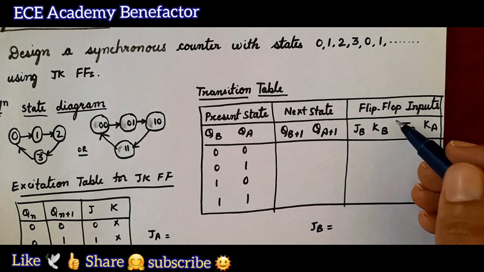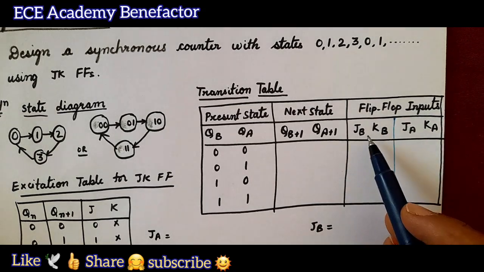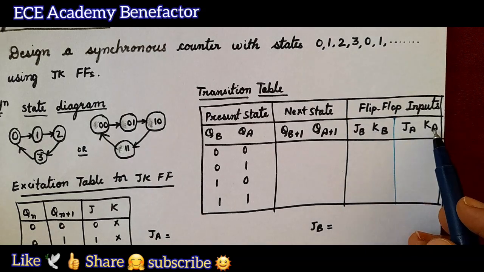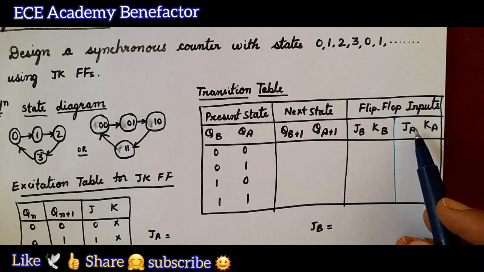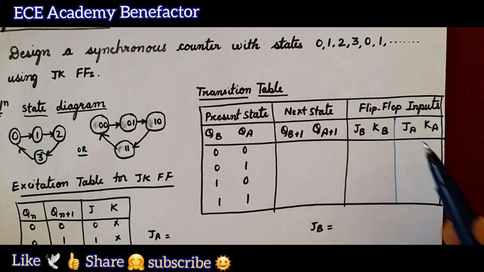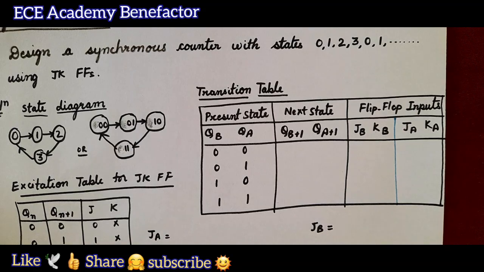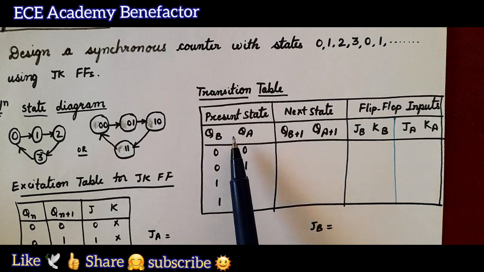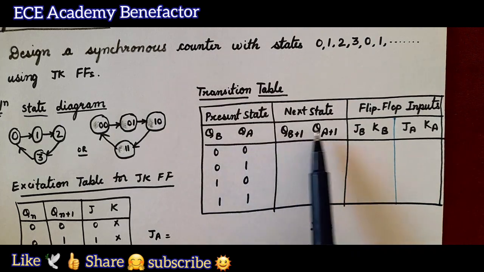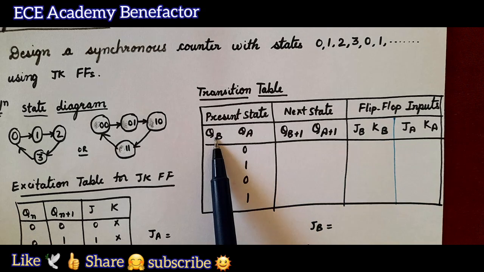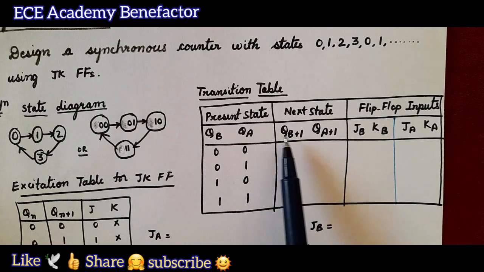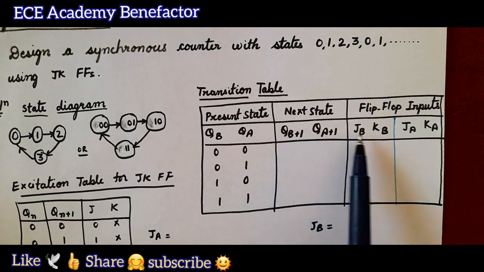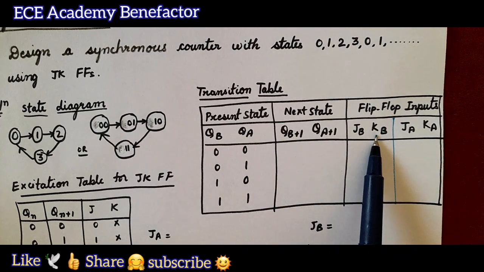So how many flip-flops do we require? 2 flip-flops. One is JB, KB of the first flip-flop and JA, KA of the next flip-flop. So we take JA, KA as the first flip-flop and JB, KB as the next flip-flop. Okay, so we require 2 JK flip-flops. Present state, next state, flip-flop inputs: QB, next state is QB plus 1. So we need to compare QB and QB plus 1 to write these JB, KB states.